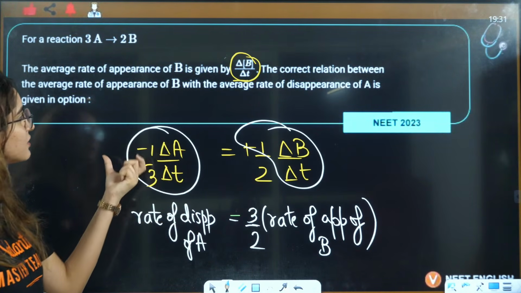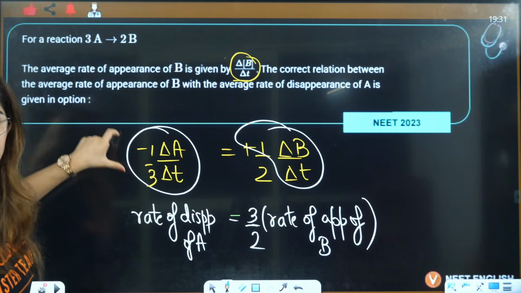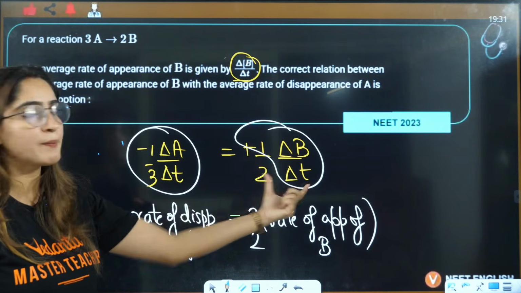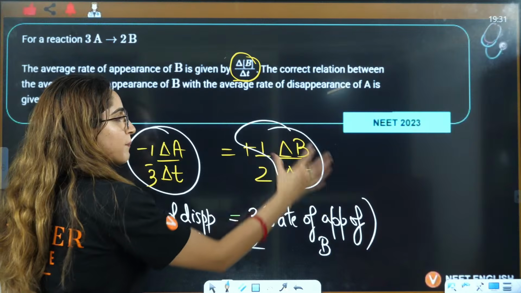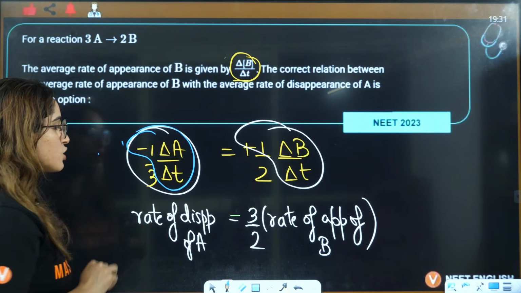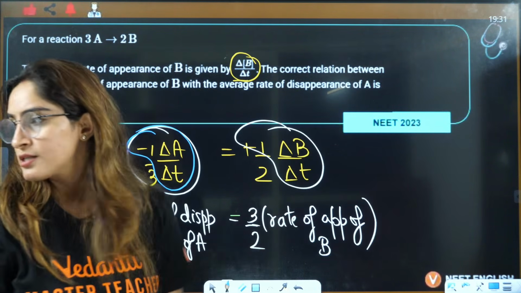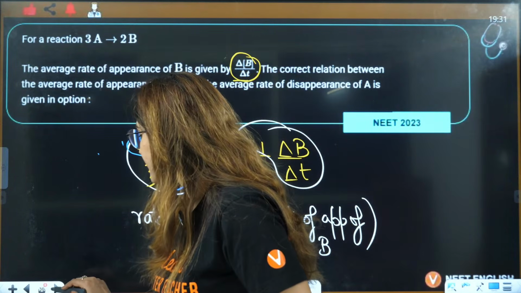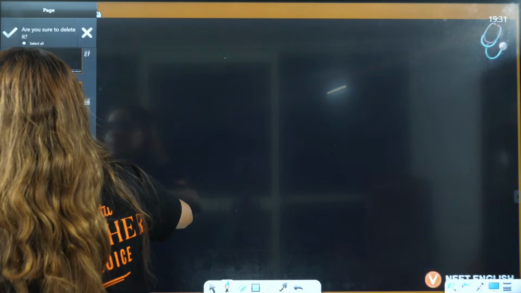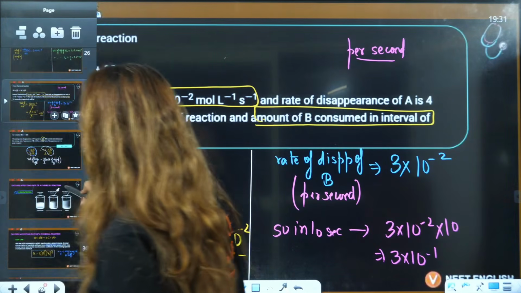In the last question, in terms of the reactant, it is minus delta A by delta T, and the coefficient is 1 by 3. This is plus 1 by 2, the coefficient is 1 by 2, delta B by delta T. This is the rate of appearance of B. This is the rate of disappearance. This particular part is disappearance. So that's why the rate of disappearance of A is equal to 3 by 2 times the rate of appearance of B. Right? Yes, everybody. Let me know if that was clear.